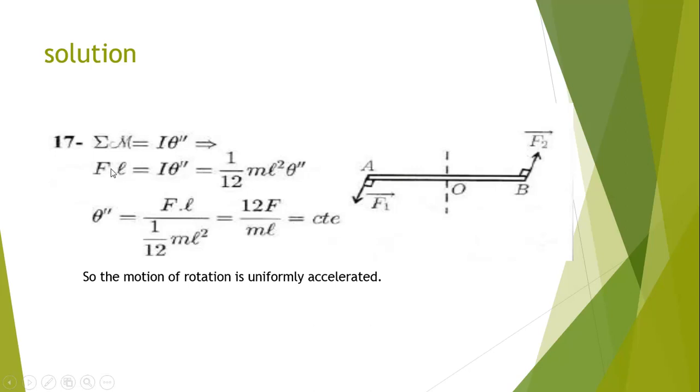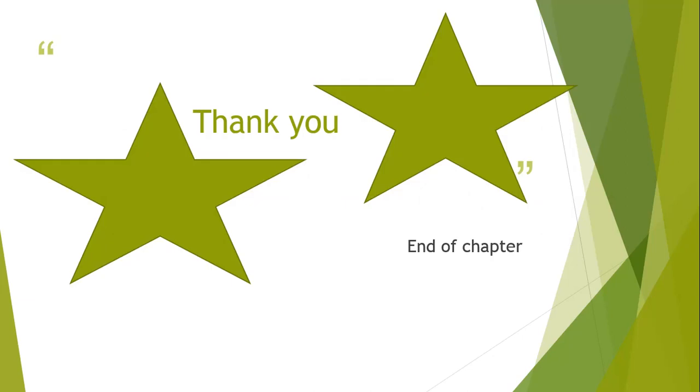So by applying Newton's second law, we find that F times L equals I times theta double prime, and theta double prime, the angular acceleration, equals FL over I, where I of the rod is given by 1 over 12 times the mass of the rod times its length squared. We find that the angular acceleration equals 12F over mL, a positive constant, since F, m and L are positive. So the motion of rotation of the rod is uniformly accelerated. And thank you for your attention.